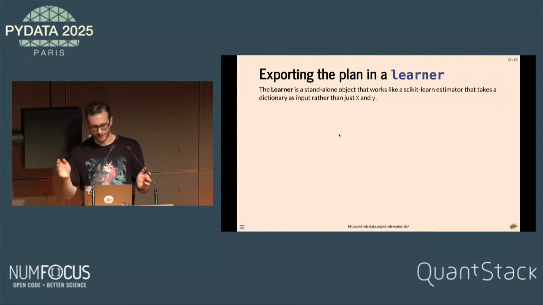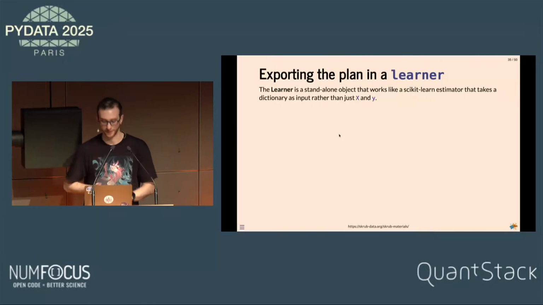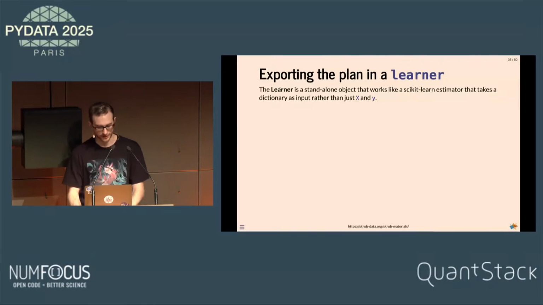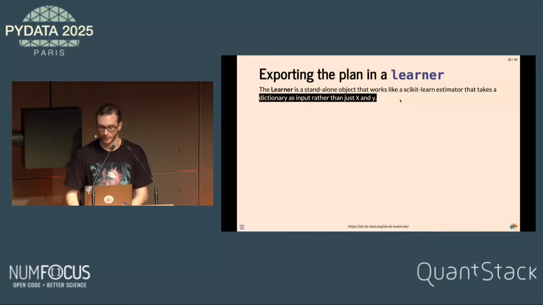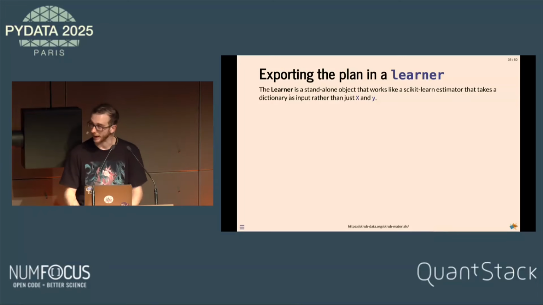So the learner is the idea of, hey, I want to export the plan as a standalone object, and the learner is pretty much an estimator, a scikit-learn estimator that takes a dictionary as input, rather than just X and Y. And since it's a dictionary, you can pass arbitrary values to it, and this is also how you can pass a URL to a remote bucket.